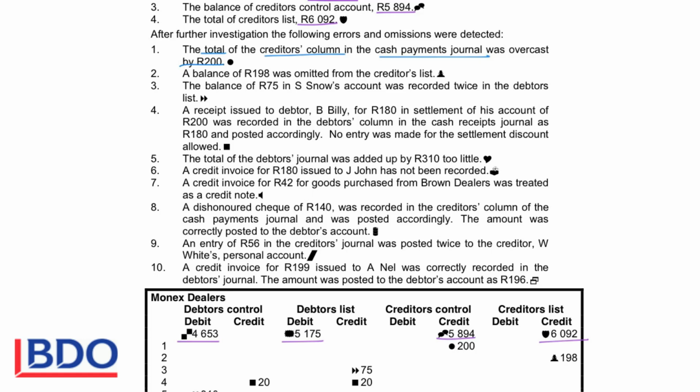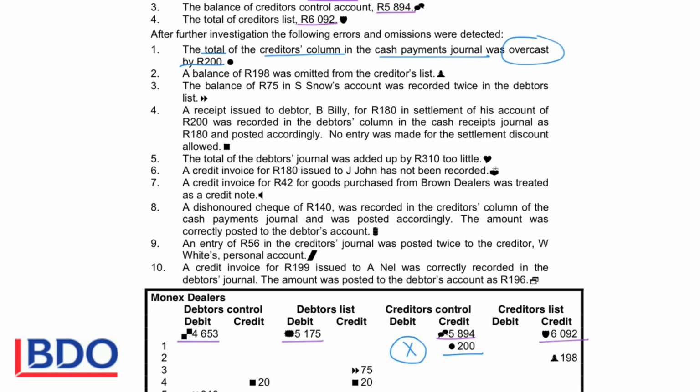Then secondly, we decide on which side we put the correct entry when we posted it from the cash payments journal. We credited the bank and we debited the creditors control account. So we put that amount on the debit side of the creditors control. Now we decide, did we put too much or too little? They say it was overcast, so it means this figure that we put on the debit side was too much. Therefore, I will correct it on the credit side with 200 rand.